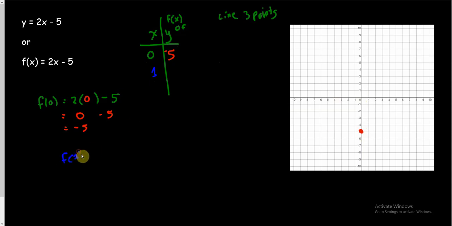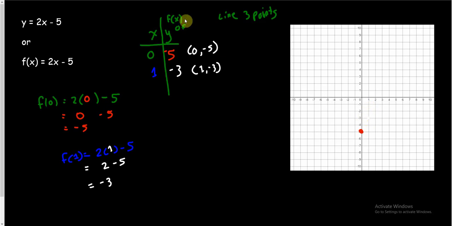F of 1 equals, let's see, what's the function? 2 blank minus 5. And I am plugging in a 1. So 2 times 1 is 2. 2 minus 5 is negative 3. So I have the point 1, negative 3. Nice. I have this ordered pair. If you wanted to write the ordered pairs out to the side to make it feel more intuitive for graphing, 1 in the x direction, negative 3 in the y. And we got this point.